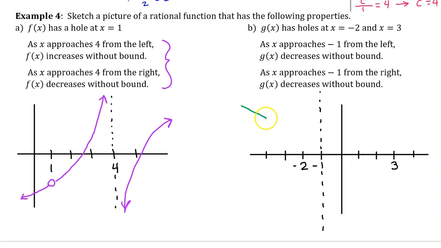As x approaches -1 from the left, f of x decreases without bound. And as x approaches -1 from the right, f of x decreases without bound. I keep saying f of x. It's g of x. So all I need is a hole at x equals -2 and a hole at x equals 3. So let me work that in. So this is one example of a graph that would satisfy all criteria.